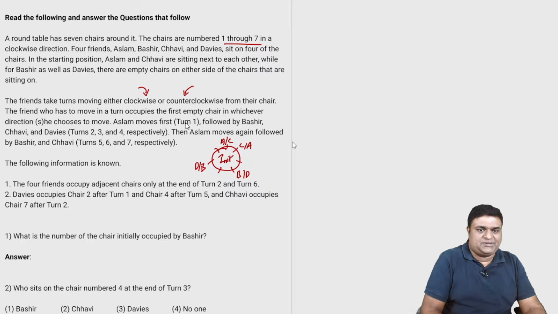Okay, so each turn only one person is moving, and there is a new arrangement over there. Then A moves again, followed by B and C in turns 5, 6, and 7. Okay, that order is being followed, A, B, C, D, alphabetical, and it's cyclical, right? So we have an initial position, followed by 1, 2, 3, 4, 5, 6, 7. Why have they written till 7?